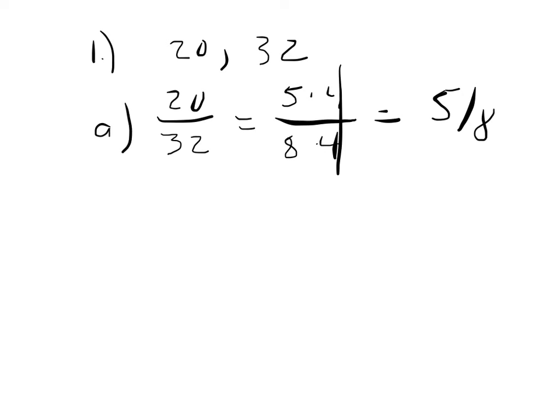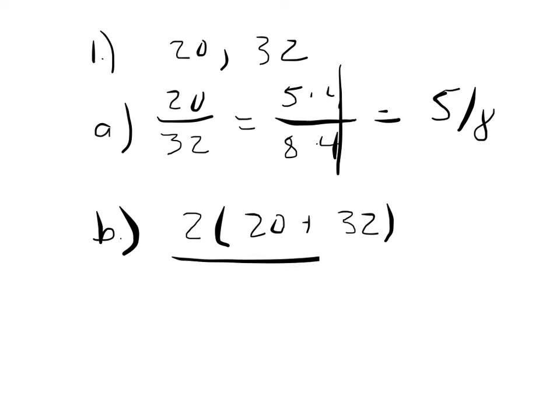So that's part A. Part B, ratio of the perimeter to the length of the longer side. Well, the perimeter is going to be 2 times (20 plus 32), all over the longer side, which is 32.